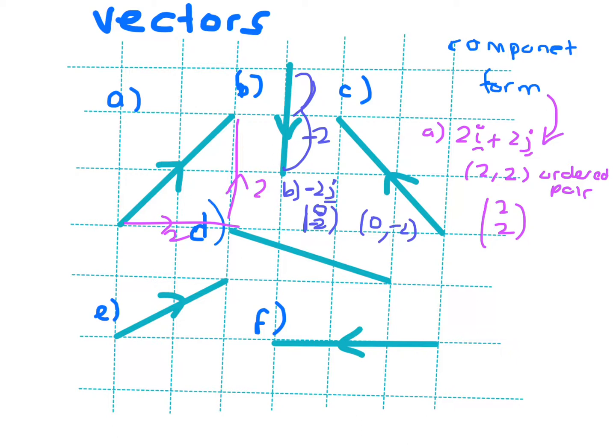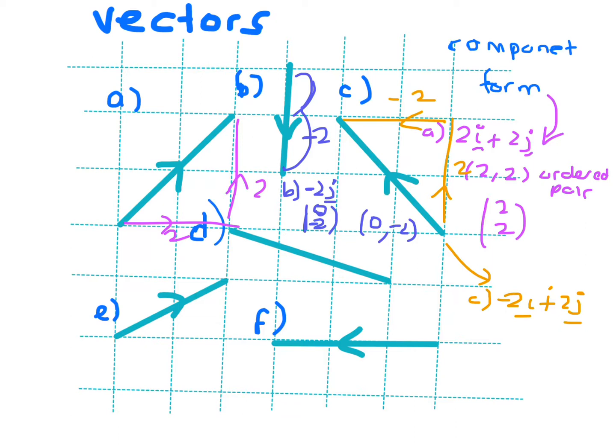If we look at C, what have we got here? The x is going 2 in the negative direction, and the y is going up 2. So for C, component form would be: the x is minus 2, and the y is positive 2, because it's 2 up.